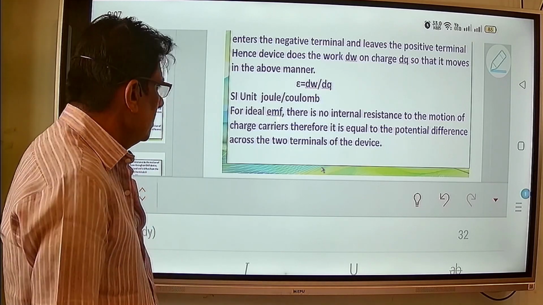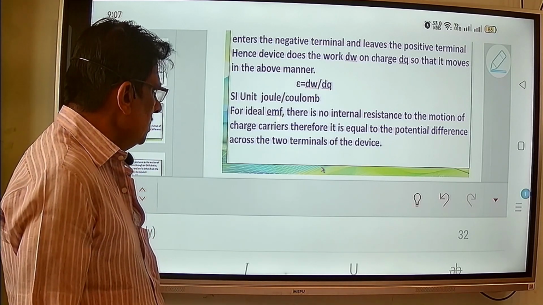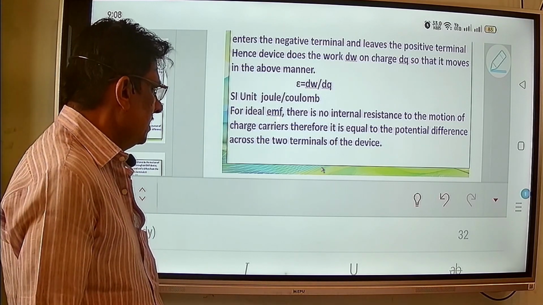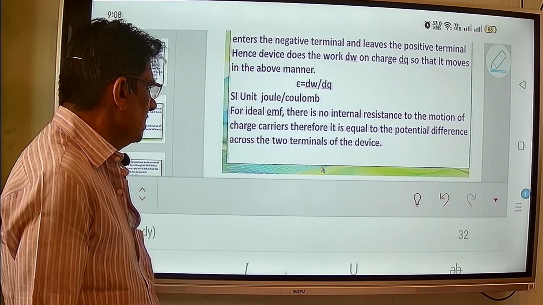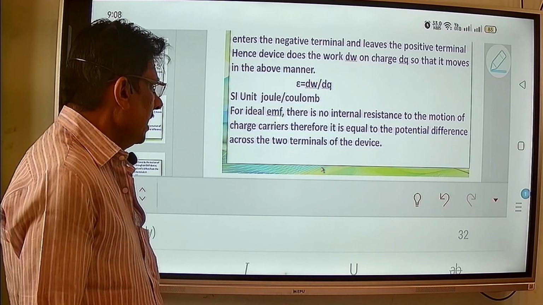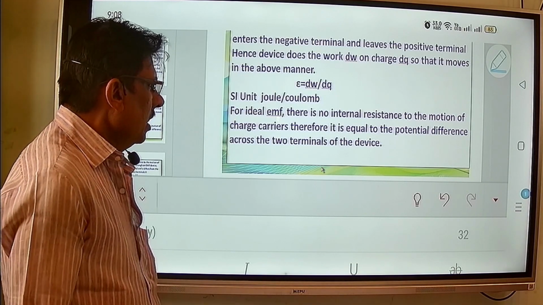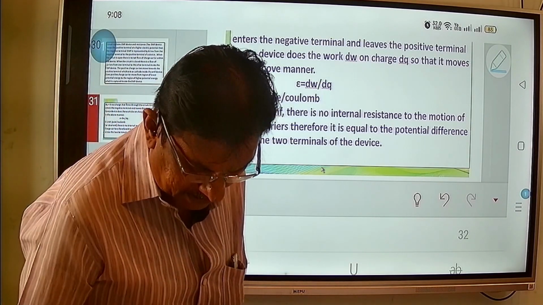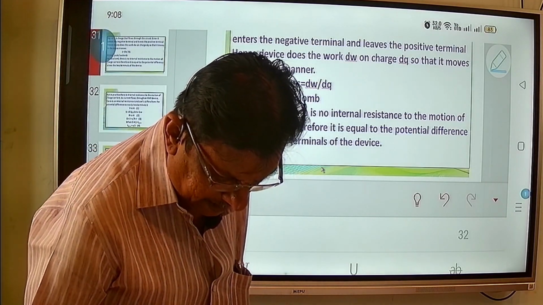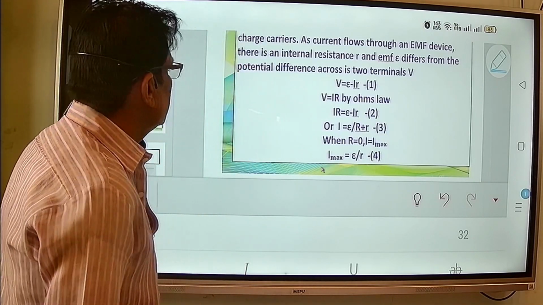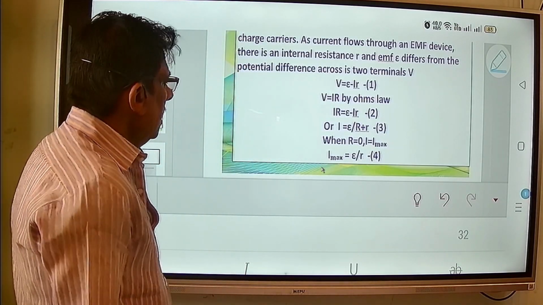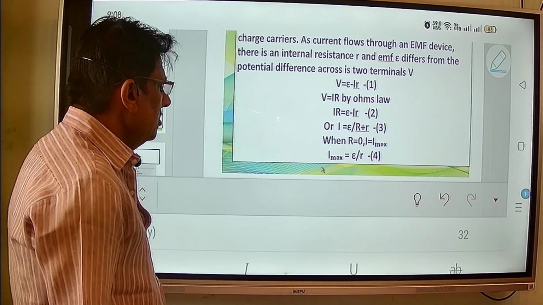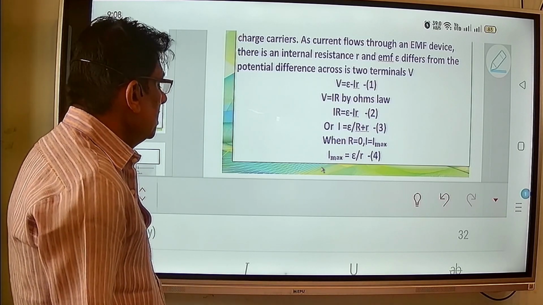Okay, getting what I want to say? This means that when there is no internal resistance, then the potential difference, ideal EMF is equal to what? The potential difference across the two terminals of the device. Okay. Now the next point is, practically it is impossible. Practically, zero internal resistance is impossible. We cannot choose zero internal resistance.